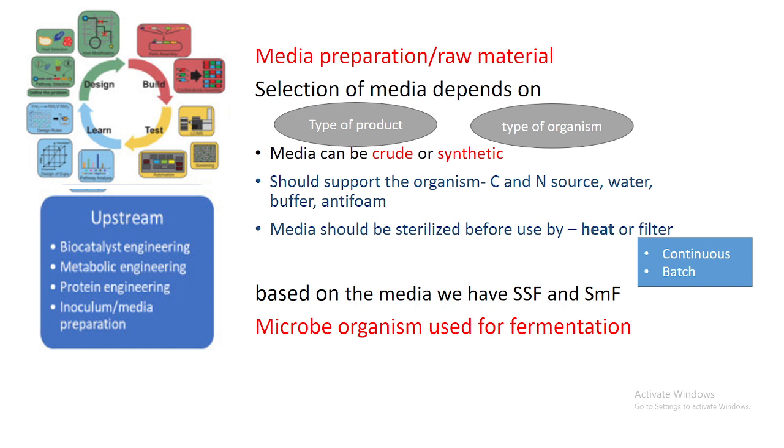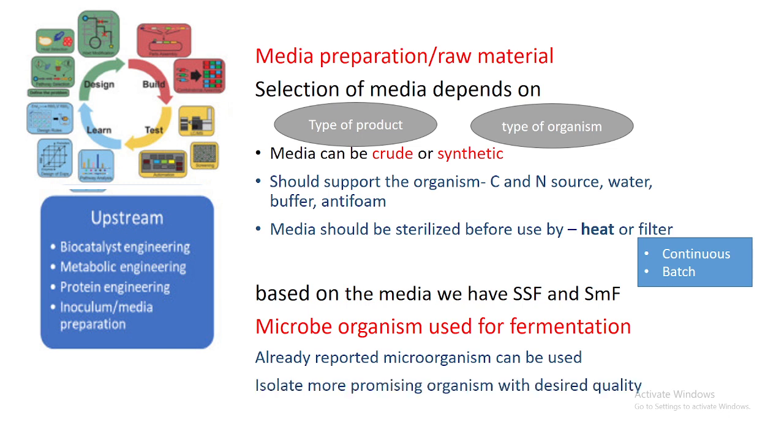Now you'll be looking at the second thing in the upstream process, that is the microorganism that is used for fermentation. We can use already reported microorganisms for fermentation. They can be used, or else we can isolate more promising microorganisms with a desired quality from the environment. And if you are going for the isolation of microorganisms, you'll have to screen for microorganisms from the environment, and the screening will be primary screening, where you're removing all the unwanted microorganisms. You'll be having a group of microorganisms, and you will be selecting only the microorganism that is having the property you're looking for. All the others will be eliminated.